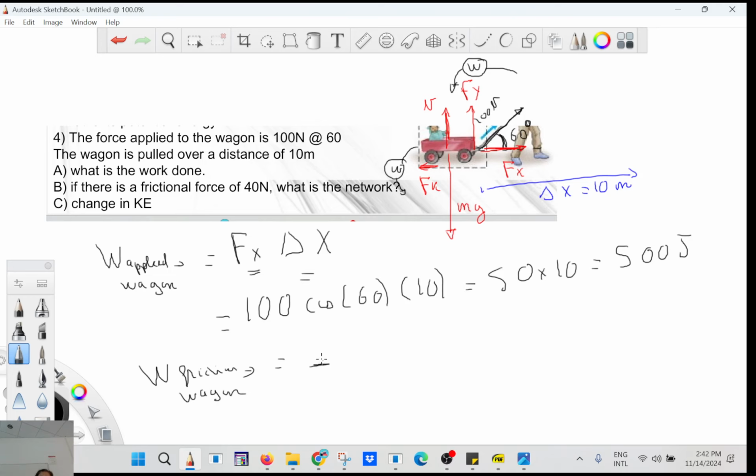So that will be the force, which is 40 times the displacement, which is 10. So that will be negative 400 joules. Do you all agree? Yeah. This is here. That will be the frictional force and delta X. So frictional force, I don't worry about component. There is no component because it's always along the path. So always along the path, right?